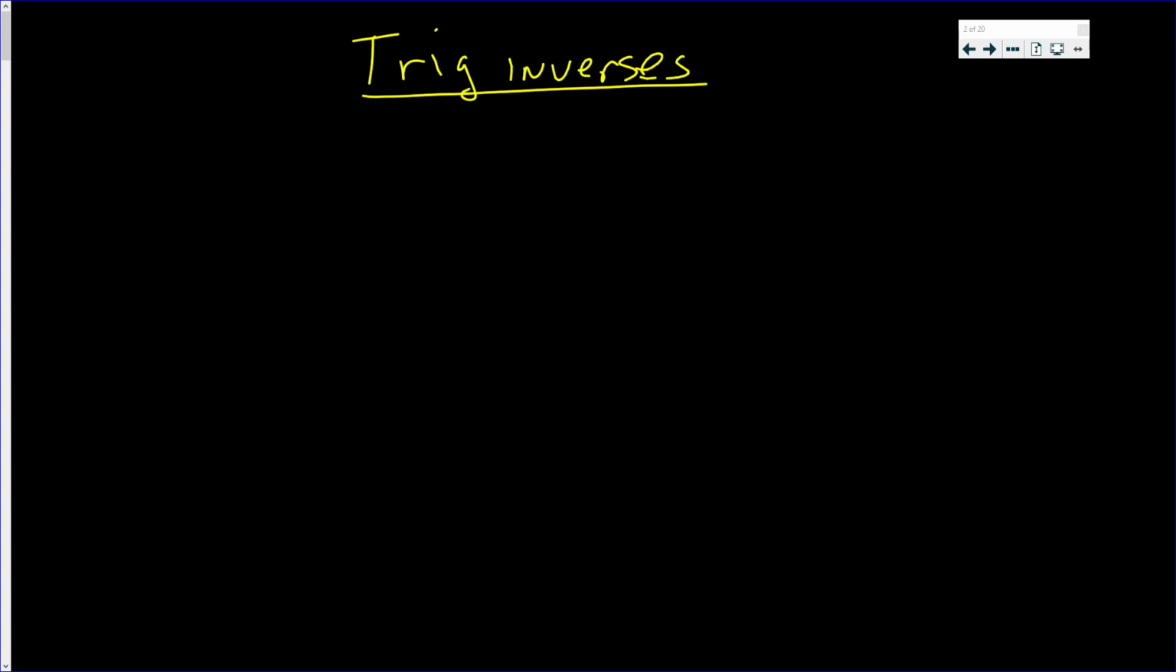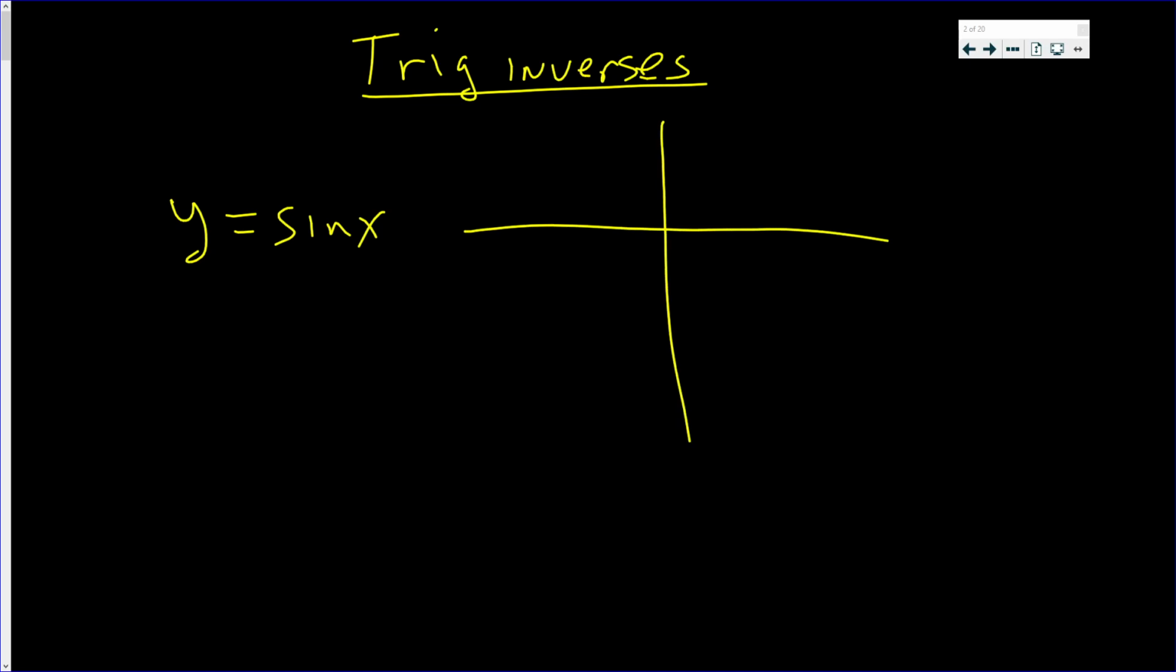We're going to be looking at trig inverses. Well, first let's see what's going on. Suppose y equals sine x. Let's get some points on this graph. Remember, it goes left to right forever. So this point right there, that's 0, 0.